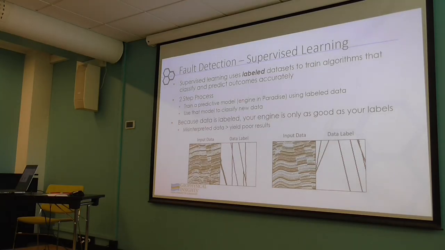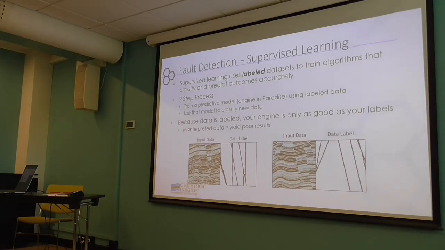Your engine is only as good as your labels. If you have misinterpreted data, it's going to have poor results. If I were to give a seismic section to 25 geoscientists and say, draw me faults, there'll be some similarities, but you're going to have 25 different answers. So we ship with pre-trained models because it's going to eliminate bias. So we know it's voxel perfect accuracy.